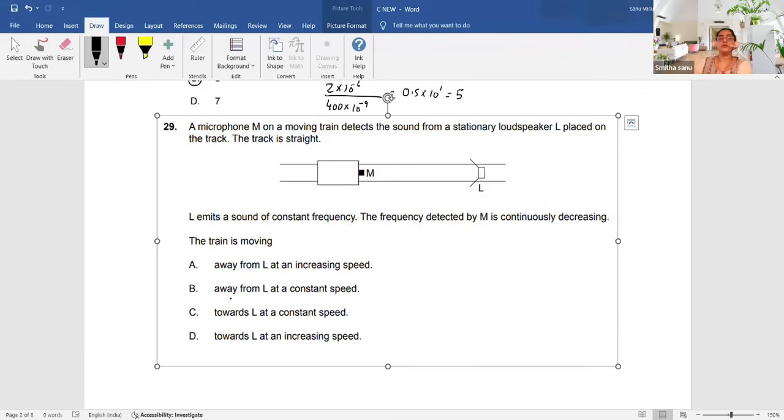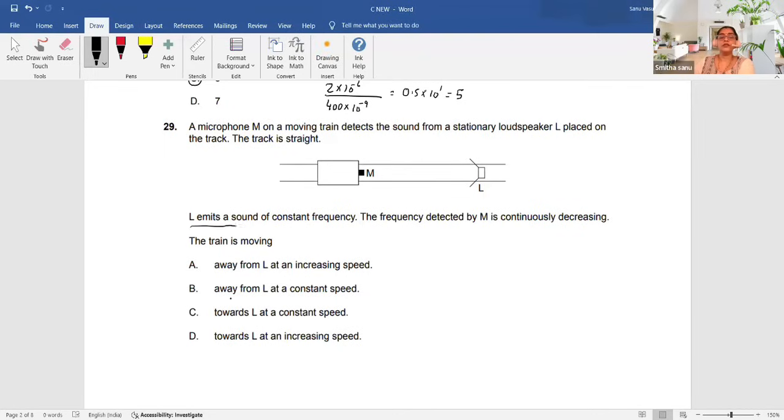A microphone M on a moving train detects the sound from a loudspeaker L that is placed on the track. L emits a sound of a constant frequency. So L is the source, which is on the track, of a constant frequency F. The frequency detected by M is continuously decreasing. That is, the observer is detecting a frequency which is continuously reducing.